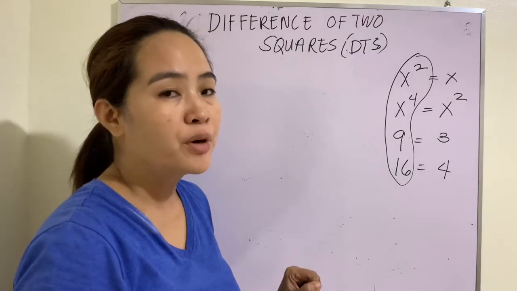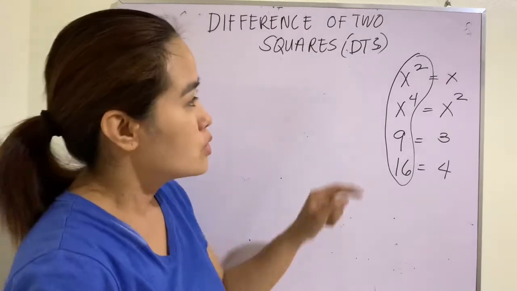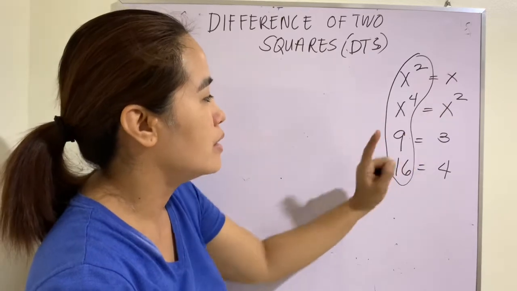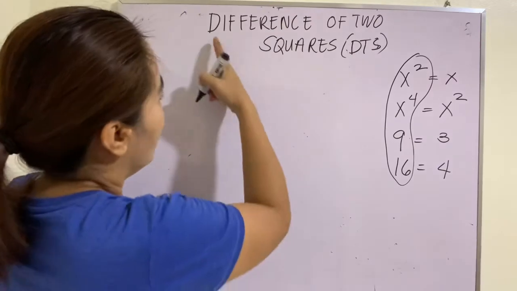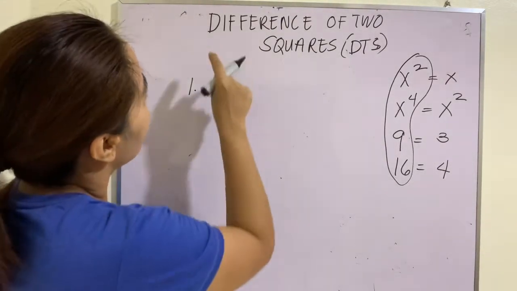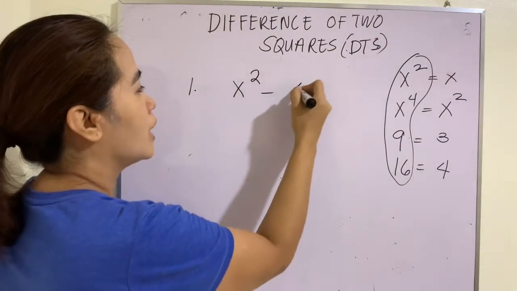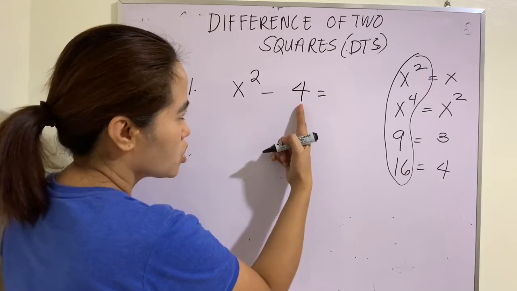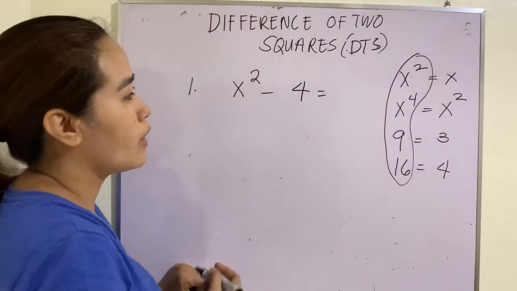Okay? When we say perfect squares, these are terms that have square roots. So the square root of x squared is x, the square root of x raised to 4 is x squared, the square root of 9 is 3, and the square root of 16 is 4. Now, in this type of factoring, the given is a difference of two squares. Meaning, it can be x squared minus 4. This is a perfect square. This is a perfect square also. And this one is the difference. That's why it's minus. How do we factor it?